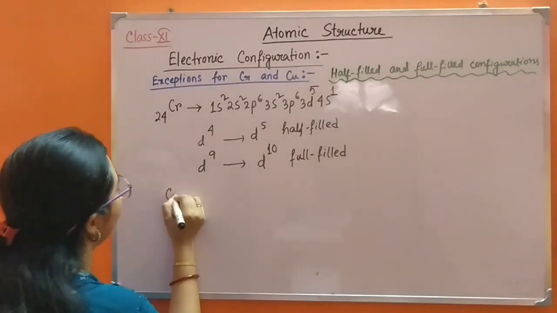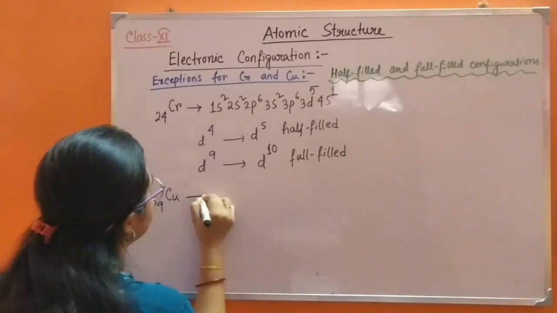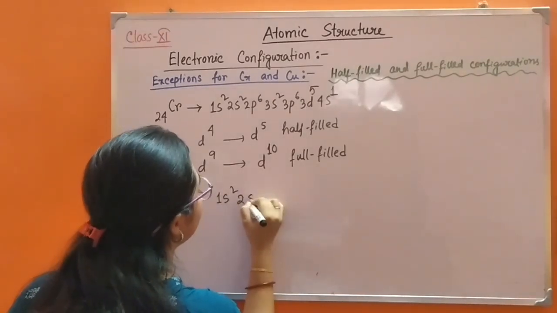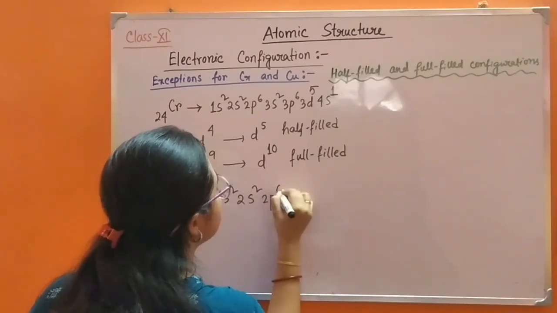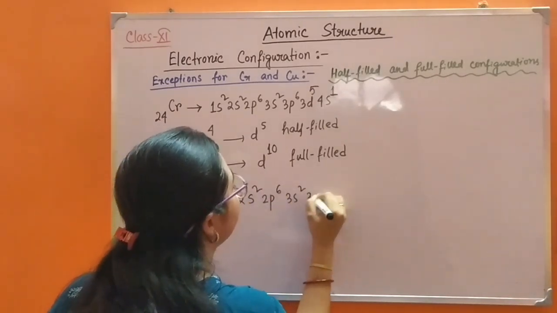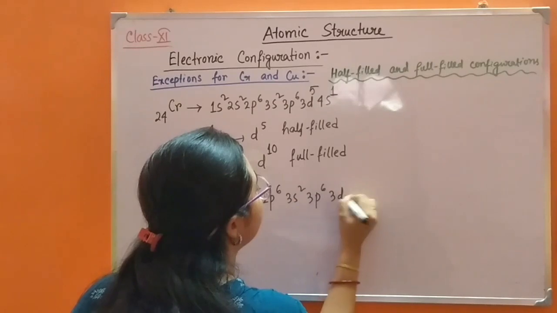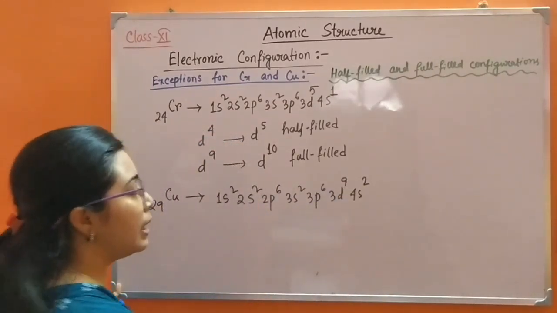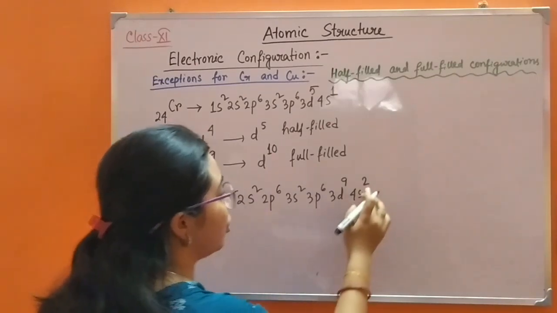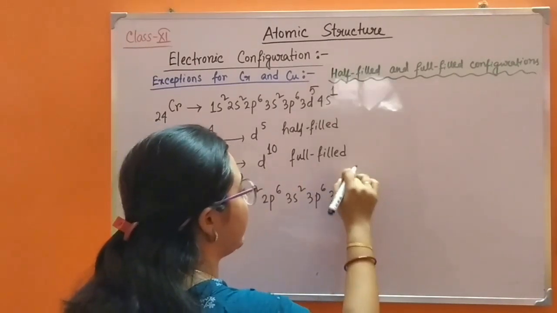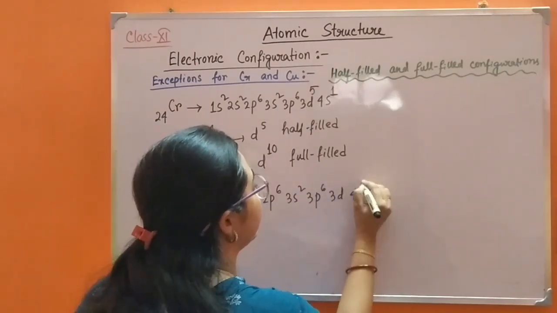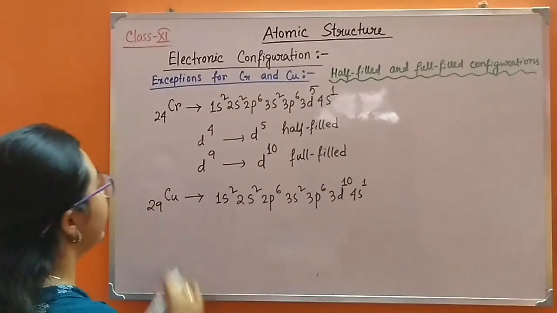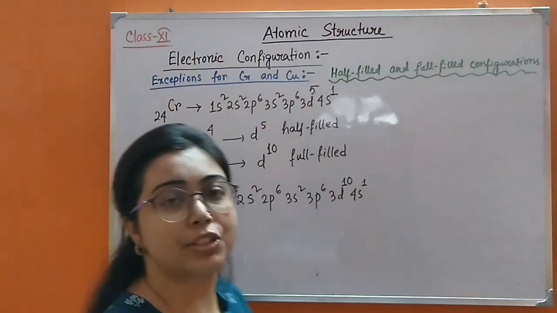Similarly, in the case of copper, 29 electrons are present and the electronic configuration is 1s2, 2s2, 2p6, 3s2, 3p6, 4s2, 3d9. But similarly, in the d9 system, one electron from 4s comes here and the d10 configuration will be completely filled, and copper will possess extra stability.